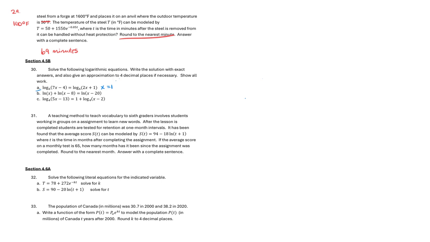Okay, for part B, we see that we have the natural log of x plus the natural log of x minus 8 equal to the natural log of x minus 20. So we see here that we have a plus symbol, which, if we combine them, turns into multiplication on the inside of the natural log. So then we have this equal to the natural log of x minus 20. Now that we have that, it has the same base, kind of like the top one, so we can just set the insides equal to each other.